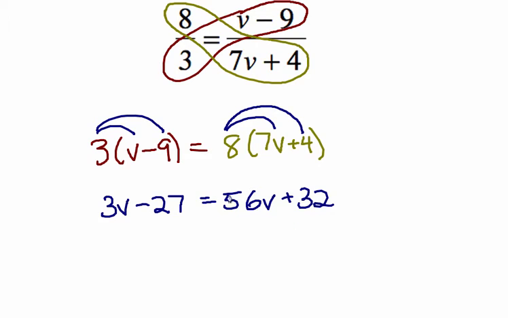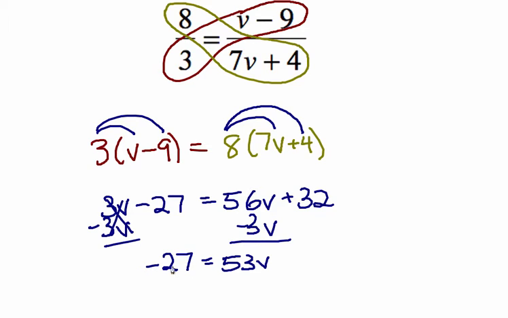So you want to get the v's in the same place, and instead of subtracting 56v from the right and moving it to the left, I'm going to subtract 3v from the left, because doing this will get me a positive value for the coefficient of v. In fact, it'll be positive 53. On the left, we're left with negative 27 because the 3 v's have canceled out. And on the right, we have 53v and then plus 32.